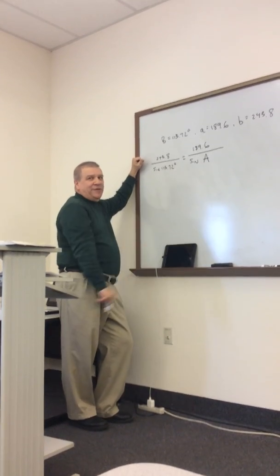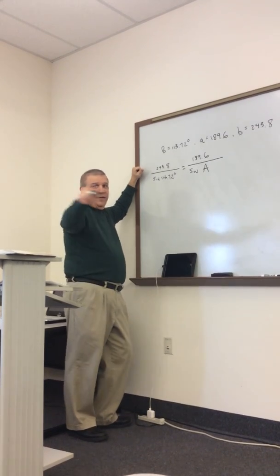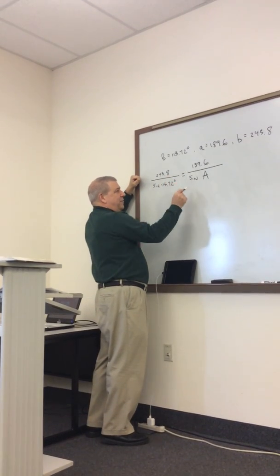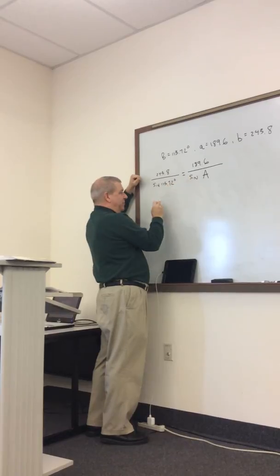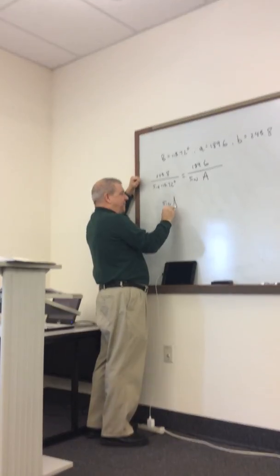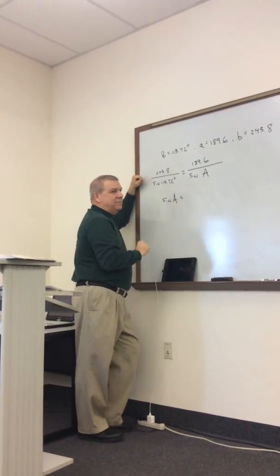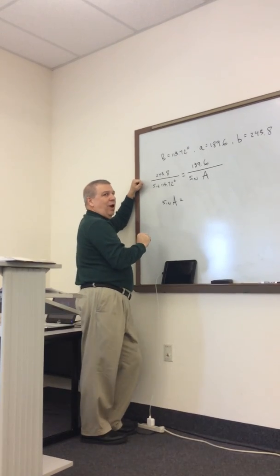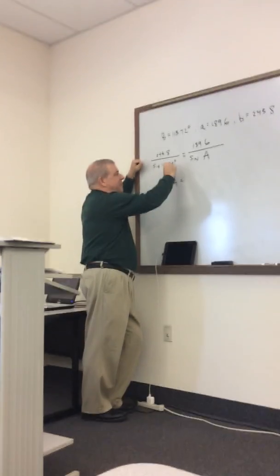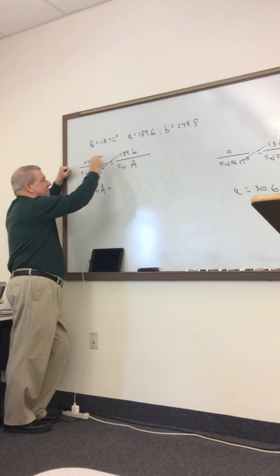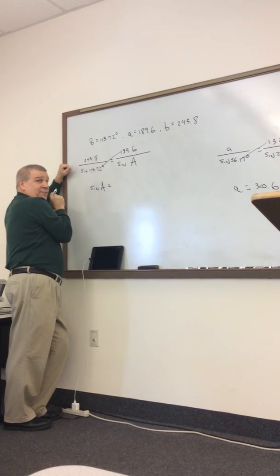Who has a question on what you see there? Now, watch this. This right here is my unknown. Sine of A equals, now, with your calculator, watch this. It's going to be this times this divided by that, right?